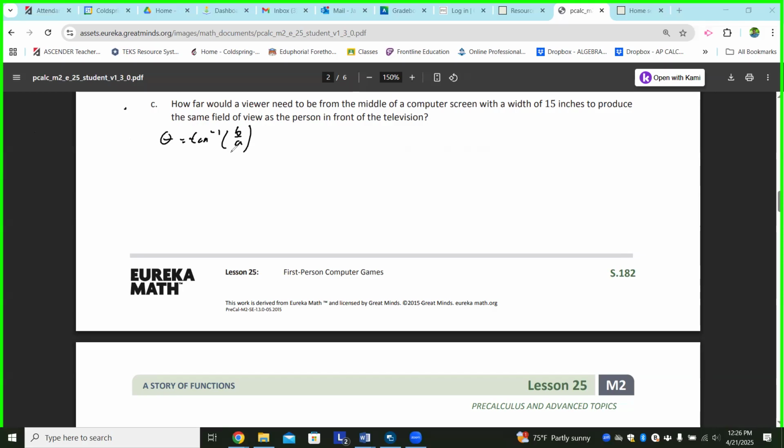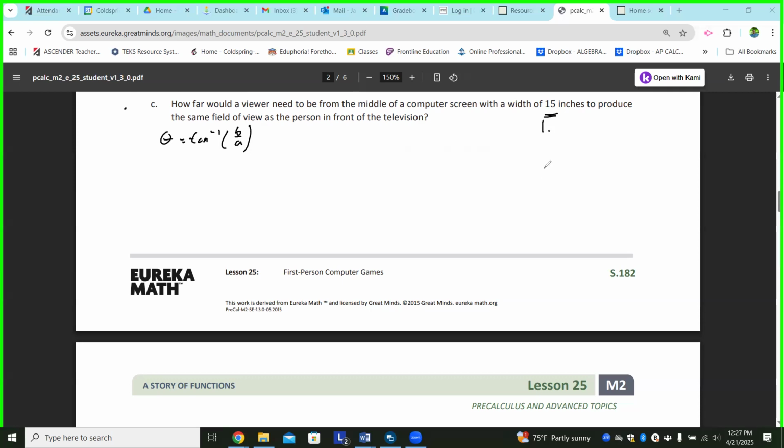All right, so the information we're given is how far would a viewer need to be from the middle of a computer screen with a width of 15 inches. So now I need to convert this into feet. Why would I have to convert this into feet? Because that's what I did above. If I had kept it in inches, I could keep this one in inches. So what would 15 inches be in feet? It is 1.